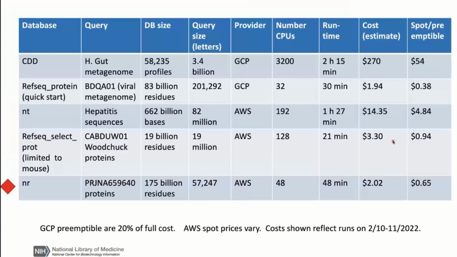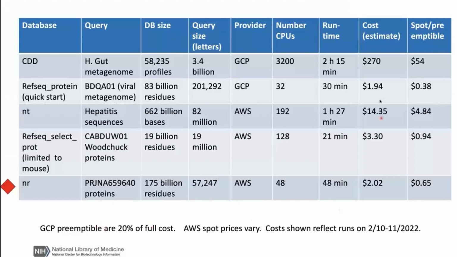And so finally, last but not least, the last row is a search of some proteins against the popular NR, or non-redundant database. This run costs about $2 here and could run in 48 minutes. It's 65 cents as a spot instance. And I'll just add that the NR database is pretty large. It's about 175 billion residues. This is more of a smallish query at only 57,000 letters, at least smallish by ElasticBLAST standards.